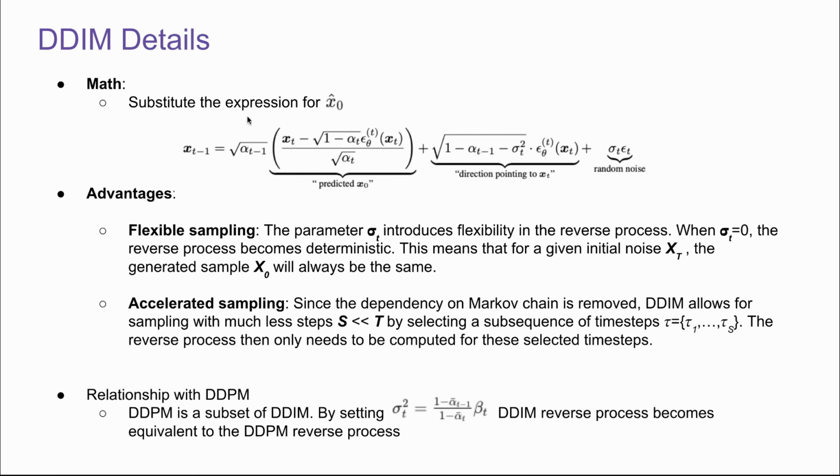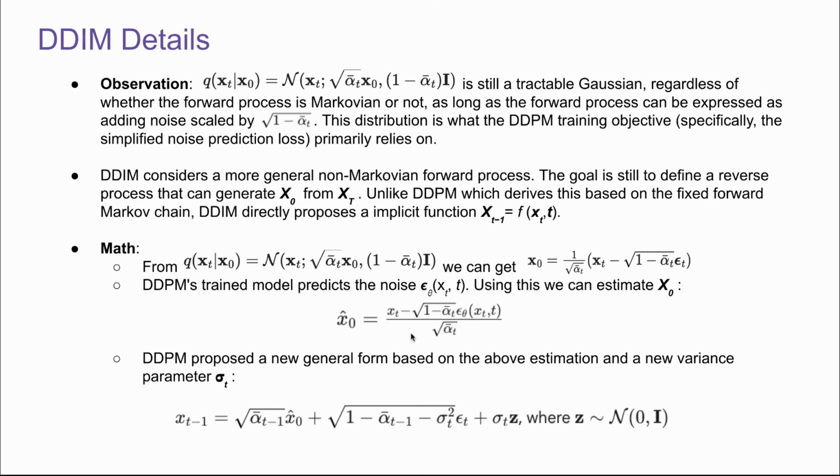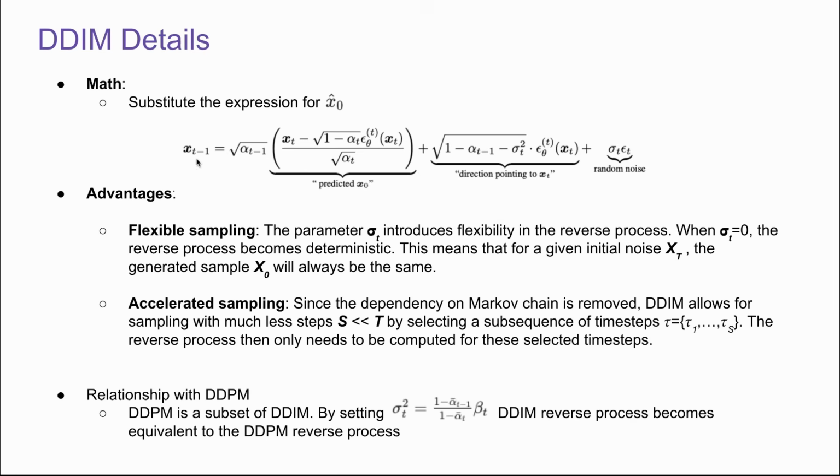Now let's substitute the expression for x0 estimation with this expression. So we will be able to get xt minus 1 equals to this huge expression. And you can see the intuition here is it's a combination of predicted x0 and a direction pointing to xt and a random noise here.